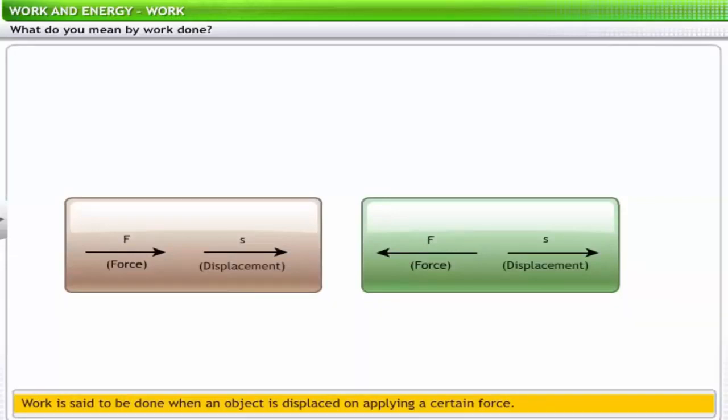That is, one of the identified forces F is acting in a direction opposite to the direction of the displacement S. Thus, the angle between the two directions is 180 degrees.